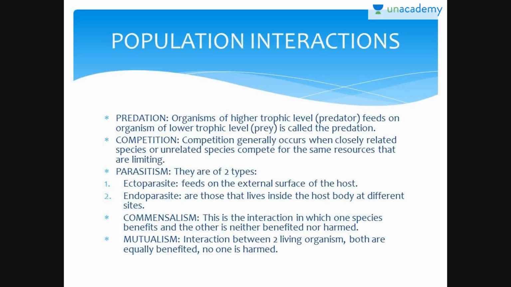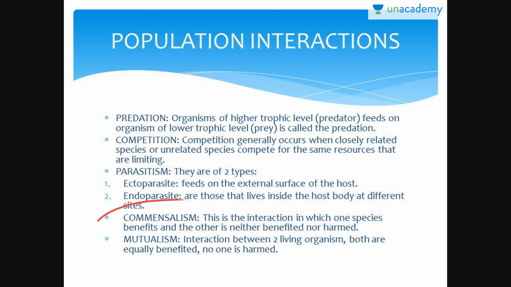The population interactions, predation. An organism of higher trophic level, that is called a predator, feeds on an organism of lower trophic level, which is called prey, and this process is called predation. Competition generally occurs when closely related species or unrelated species compete for the same resources that are limiting. Parasitism, that is of two types, ectoparasite and endoparasite. Ectoparasites are the ones which feed on the external surface of the host, and endoparasites are the ones which live inside the host body at different sites.